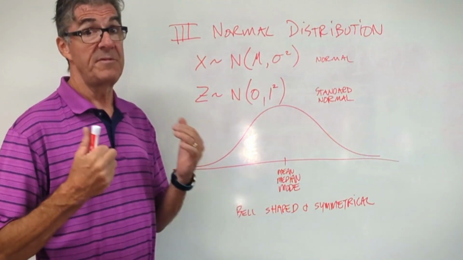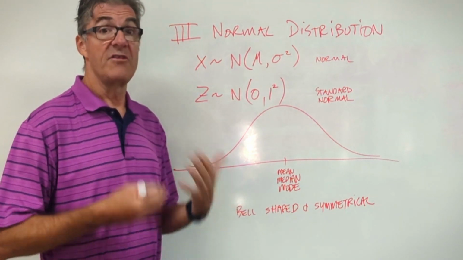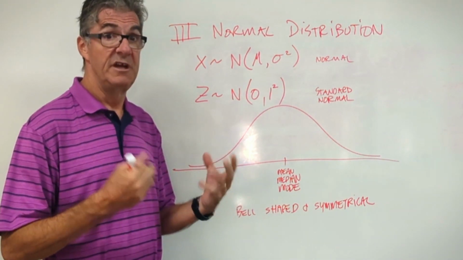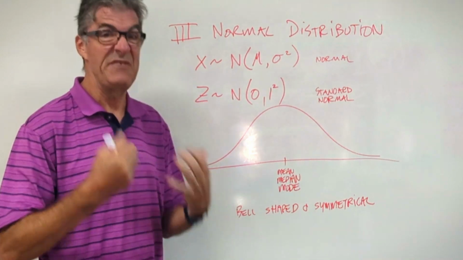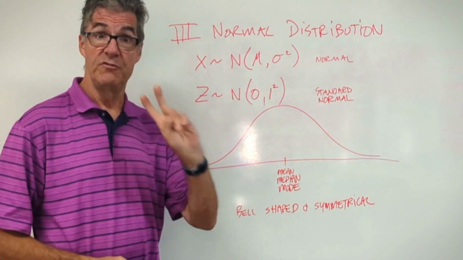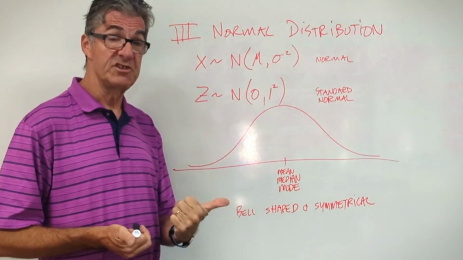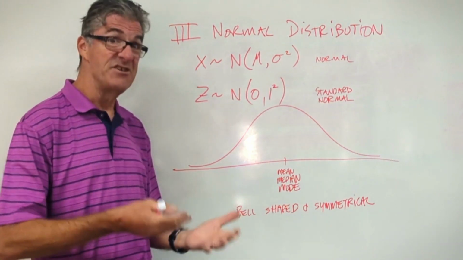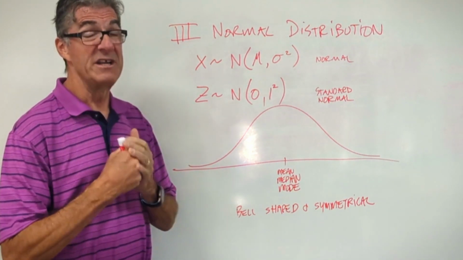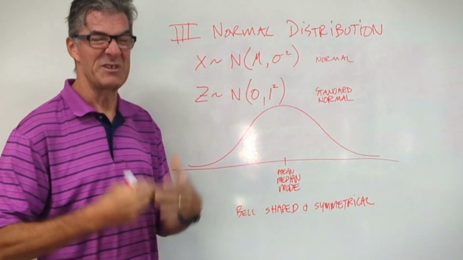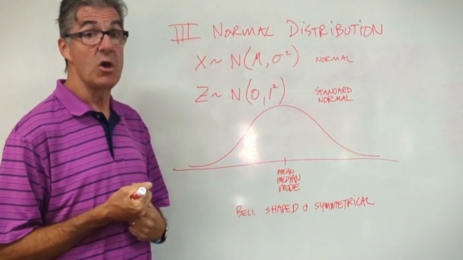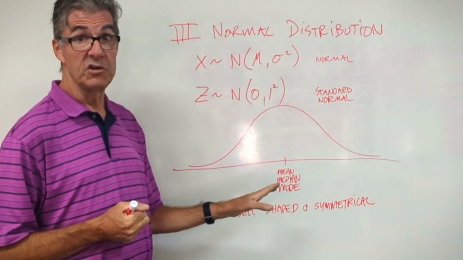Okay, our third probability distribution revolves around the normal distribution. Now this is a very specific distribution, and we have 2 versions of that. We have the normal distribution, and then we have the standard normal distribution. And that one is even more specific. It's more simplified. So let's take a look at what those are and what the curve looks like.